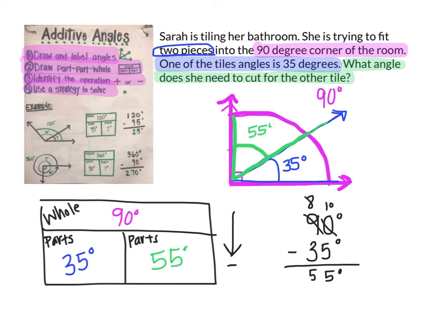Last thing we can do to check our work is add our two parts to double check that they equal 90 degrees. So we've got 55 degrees plus 35 degrees. 5 plus 5 is 10. 5 plus 3 is 8, plus 1 is 9, so 90 degrees. So that works.